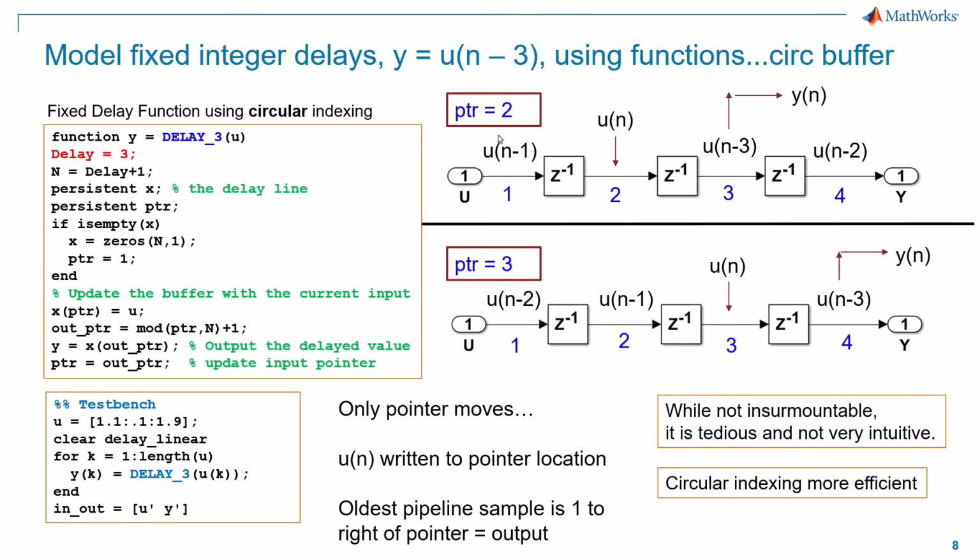Okay. So at the next time step, the pointer is equal to 3. We write to this element. The oldest is always 1 to the right. That would be u(n minus 3). So we take the output from there. This is fairly simple. It's not insurmountable, but it is tedious. It's not very intuitive to glance at the code and figure out what it's doing. But it is, again, more efficient than the linear indexing approach.